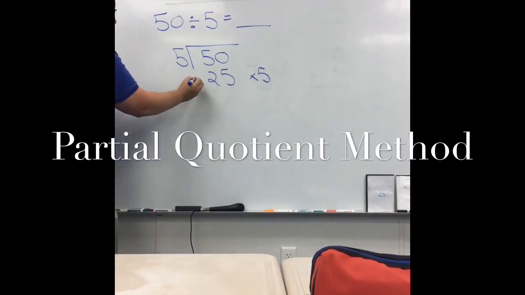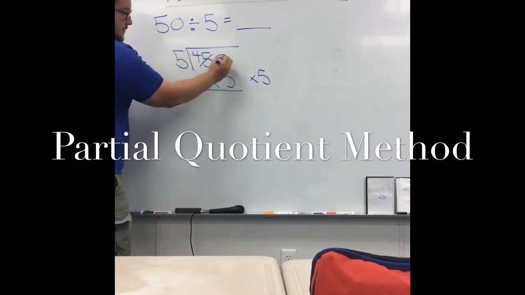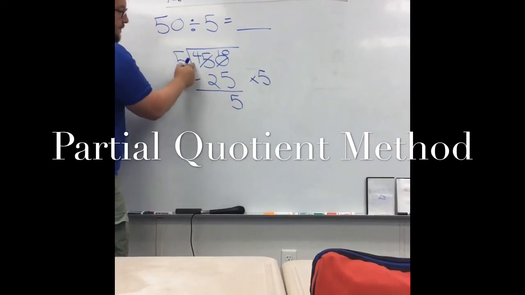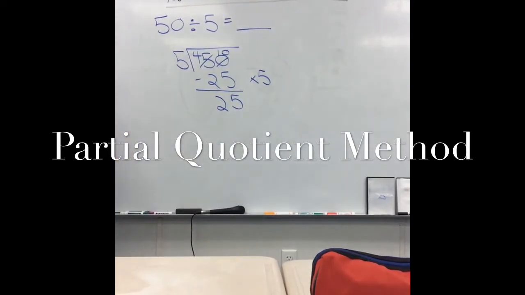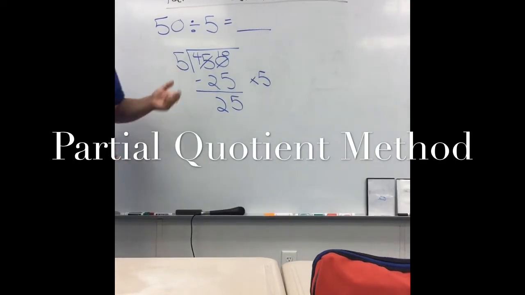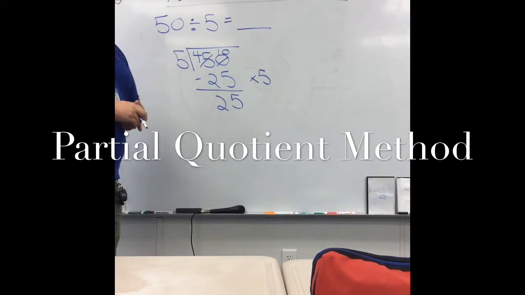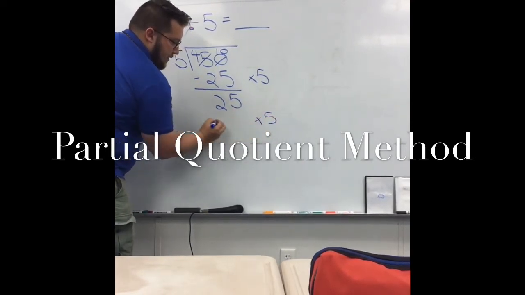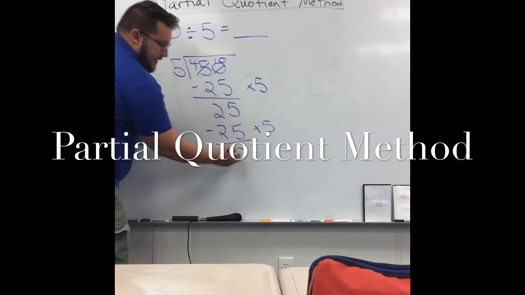What we have to do here is subtract. We have to regroup. 10 minus 5 is 5. 4 minus 2 is 2. I still have 25 left over. What should I multiply my divisor by to get rid of this 25? Eli? 5. Another 5. So I'm going to do times 5 again. That's minus 25. And I end up with 0.